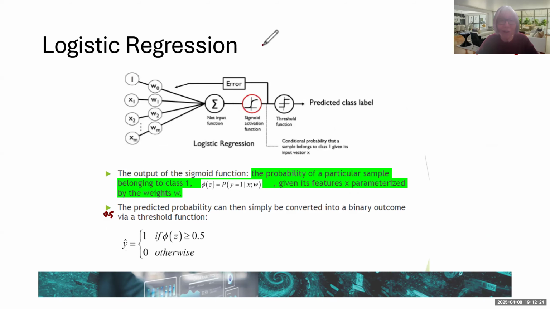Okay, let's understand it better. I have some more explanation. Here it gives us a diagram to understand the previous explanation. Here we have x1 to xm. Those are independent variables, or we call them features.